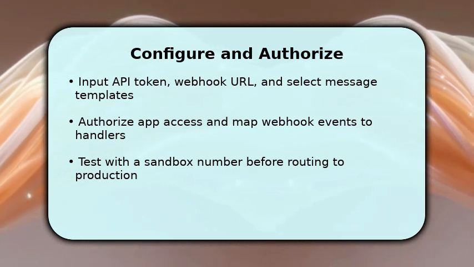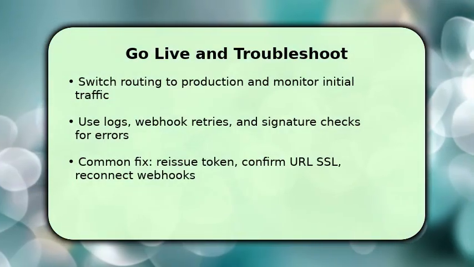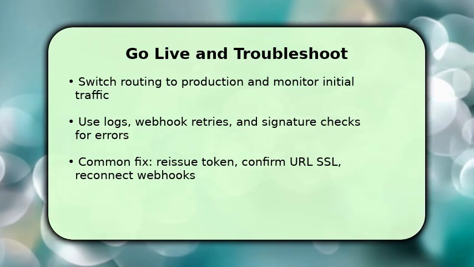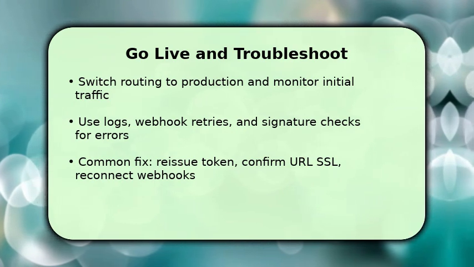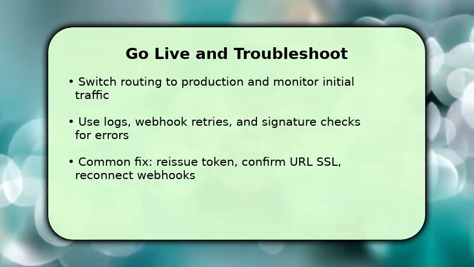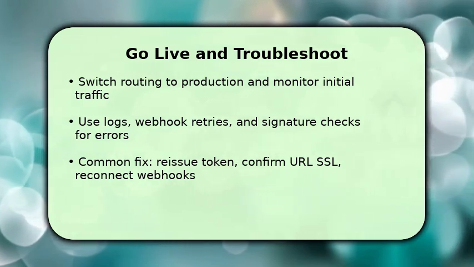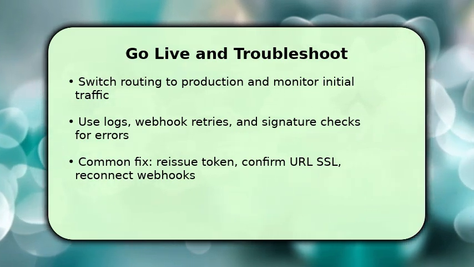Now switch routing to production and monitor the first wave of traffic. Watch delivery statuses and response latency closely. If messages fail, check logs for webhook retries and signature verification failures, since bad signatures often block delivery. Make sure SSL certificates are valid and URLs reachable, and reissue the API token if authorization errors persist.